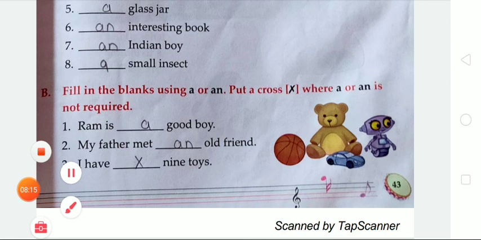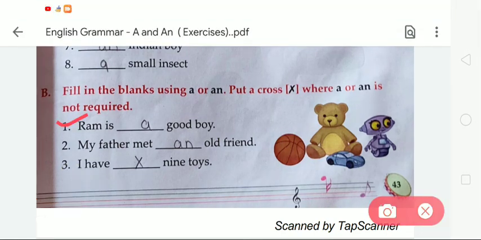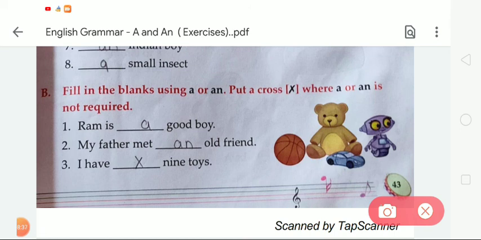Okay. So students, in number 1, Ram is dash good boy. So what will be used, a or an? We have to use a here because Ram is a boy and he is one in number. Okay, he is a singular noun. Ram is a singular noun, so we have to use a here. Students, in number 1 there is a describing word, good boy. So Ram is a good boy, so we have to use a with good.